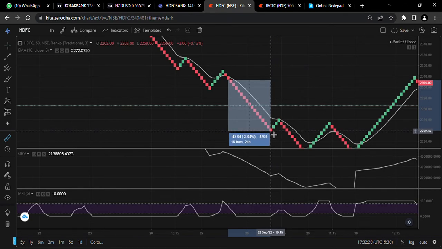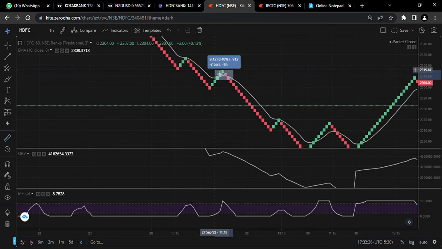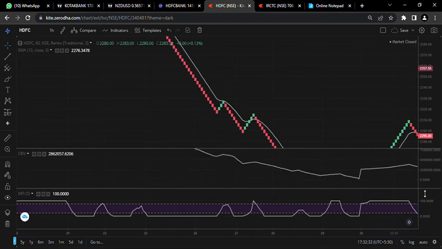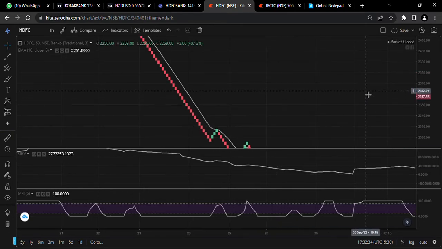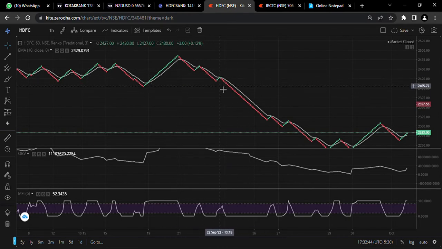Okay, and the stop loss will be, you have taken entry over here, the stop loss will be 9 points. So you can use this kind of strategy. As I told you earlier, the targets will be open. So see how smoothly the moving average has been respecting the Renko bars.